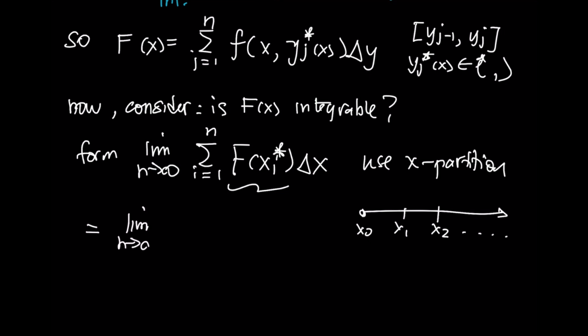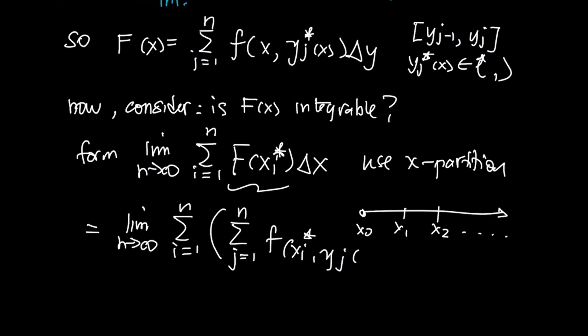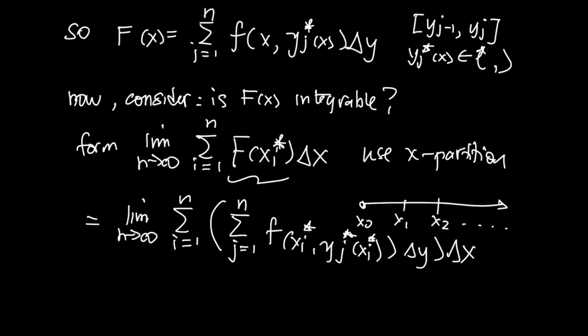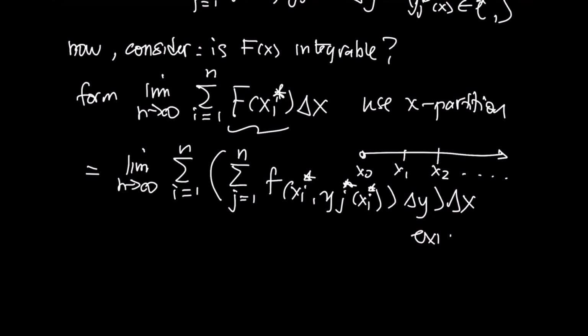As n goes to infinity, I'll have i equals 1 to n. I'll now be able to put this other summation in j equals 1 to n. I'll have an f of xi star, yj star, a function of xi star, times delta y, and now I'll have a delta x. I want to know if this limit exists.